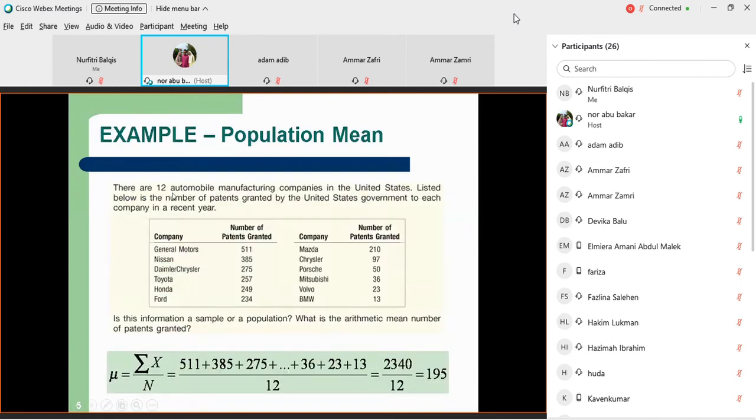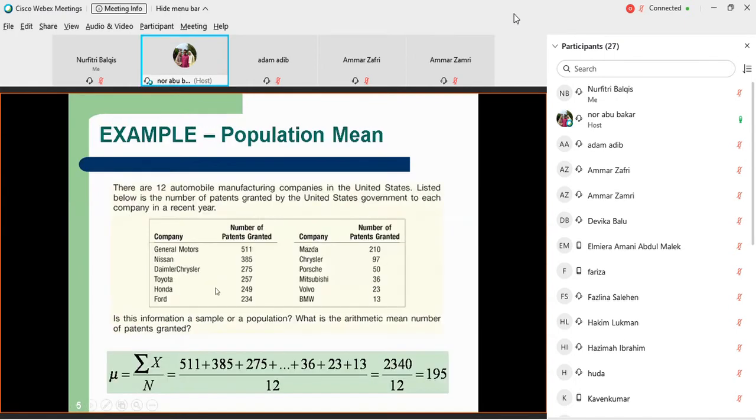Okay, example. You have 12 automobile manufacturing companies, and you also have the number of patents granted for each company. You can see the highest is General Motors with 551, and the lowest is BMW with 13 patents. Now if you would like to know the mean number of patents granted, you sum up everything, sigma x, and then you divide it by the number of companies. Altogether you have 12 companies. So you get 195.